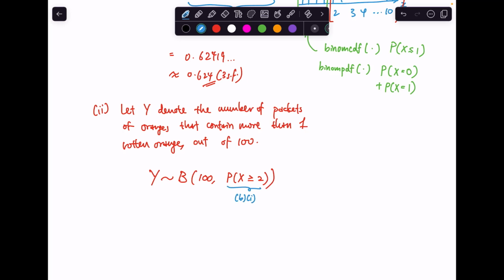B part 1. Now what is the expected value? They gave us a clue, right? So the expected value of this is just np. So n, which is 100, times p, which is the probability of X more than or equal to 2. This is the expected value. You can find out the answer if you want to, but I'm just going to leave it like this first.